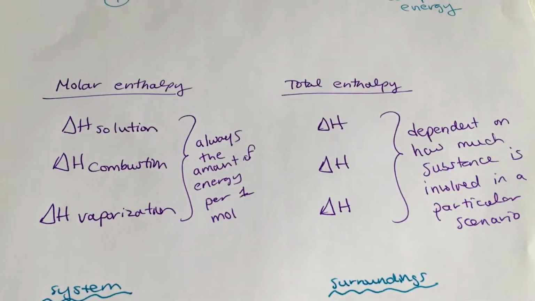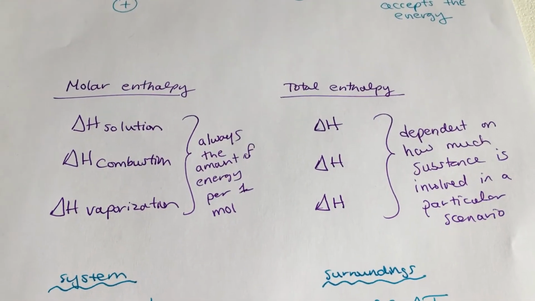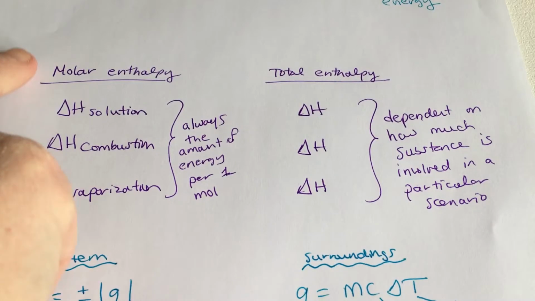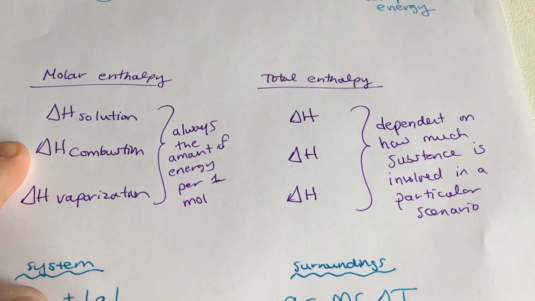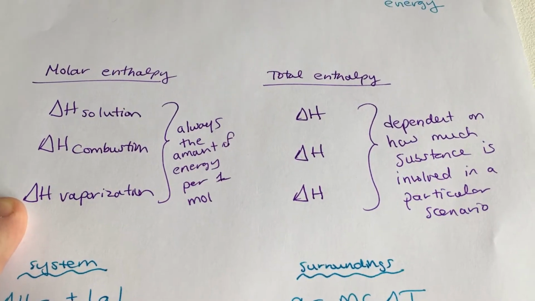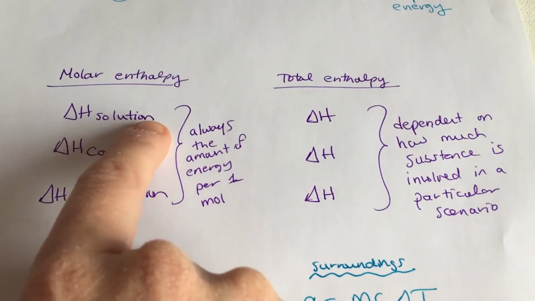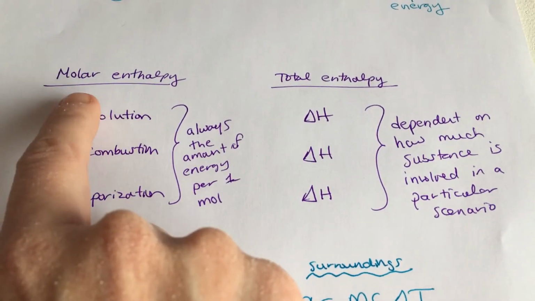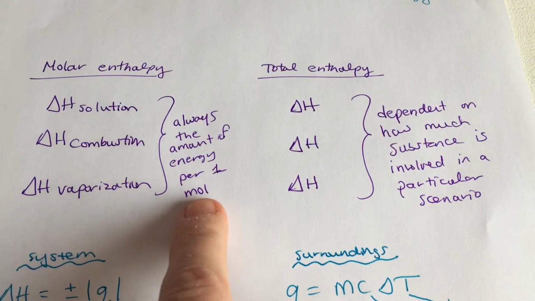I also wanted to point out the difference between molar enthalpy and total enthalpy. For molar enthalpy, here are some examples. Delta H of solution, if something's dissolving, delta H of combustion, delta H of vaporization. Whenever you see delta H in some kind of designation of what's going on, this always means the molar enthalpy, the specific amount of energy per 1 mole.